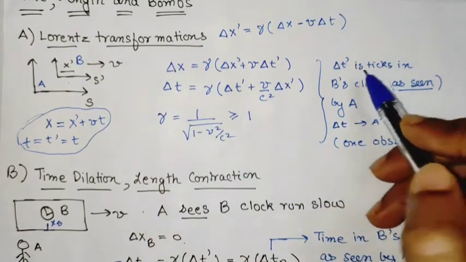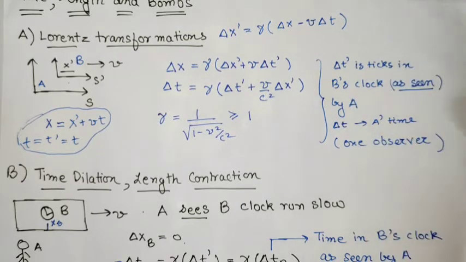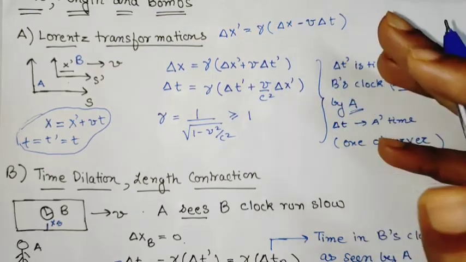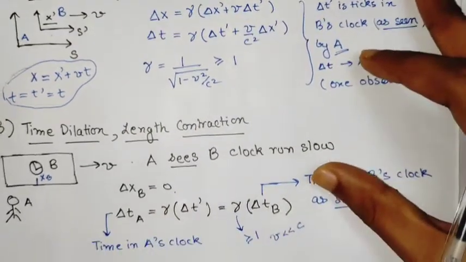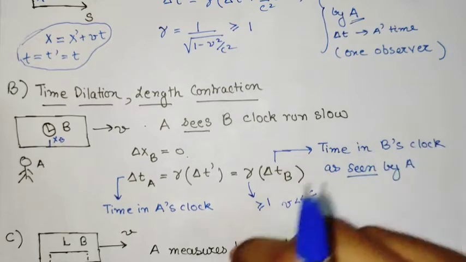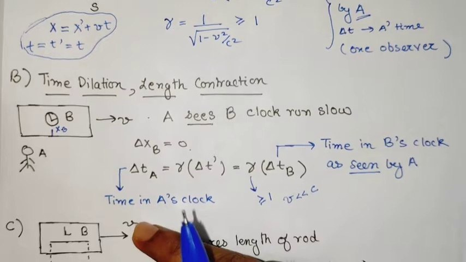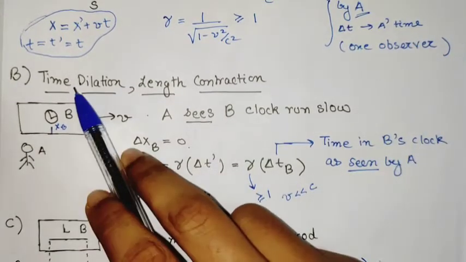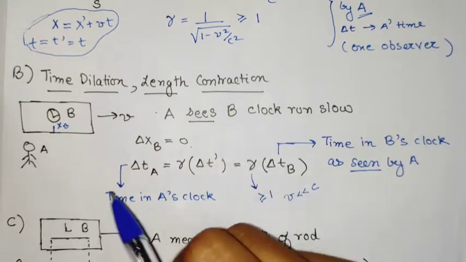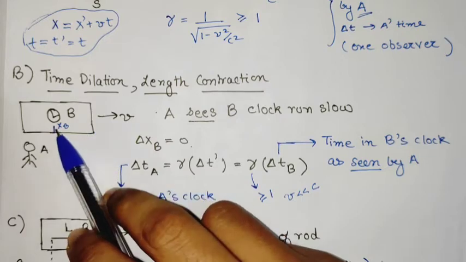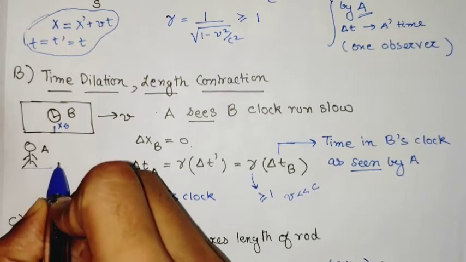So it means the clock is in B, but it is seen by A. There is only one observer. The observer is in A, and he is measuring in B. With this understanding, let us apply it case by case. The first application is time dilation and length contraction. The notion of time dilation is that there is a clock fixed in the frame of B that is moving with a velocity v with respect to a ground frame G.